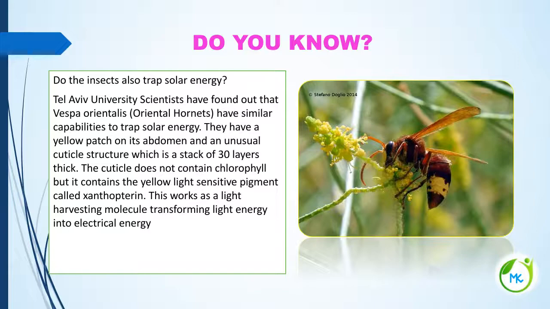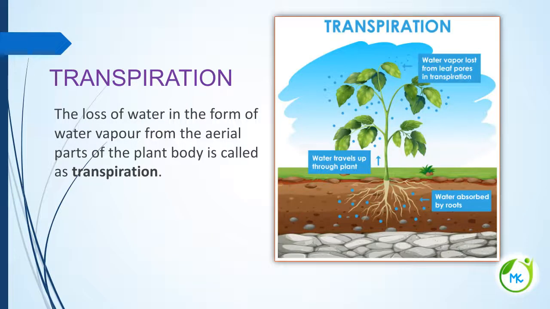So how in plants chlorophyll traps the sunlight, similarly in the case of Vespa orientalis, this xanthopterin pigment is going to trap the light energy and it is going to convert the light energy into electrical energy. The second important process of plant is transpiration.